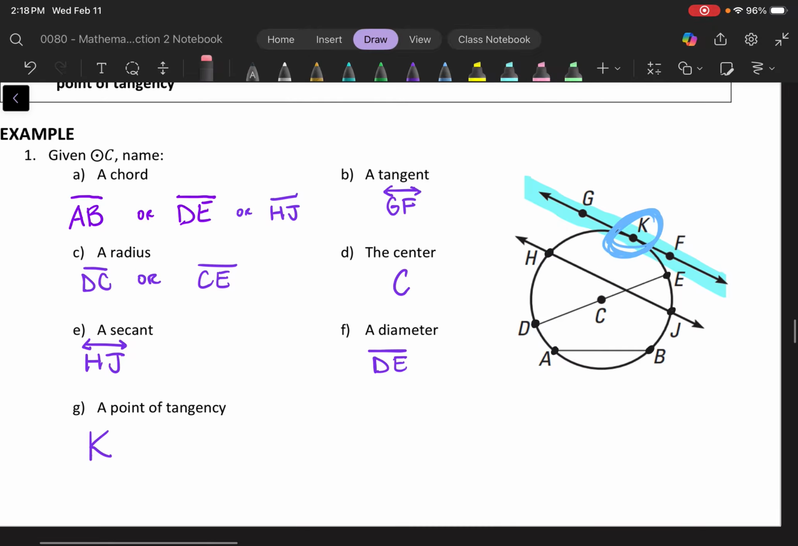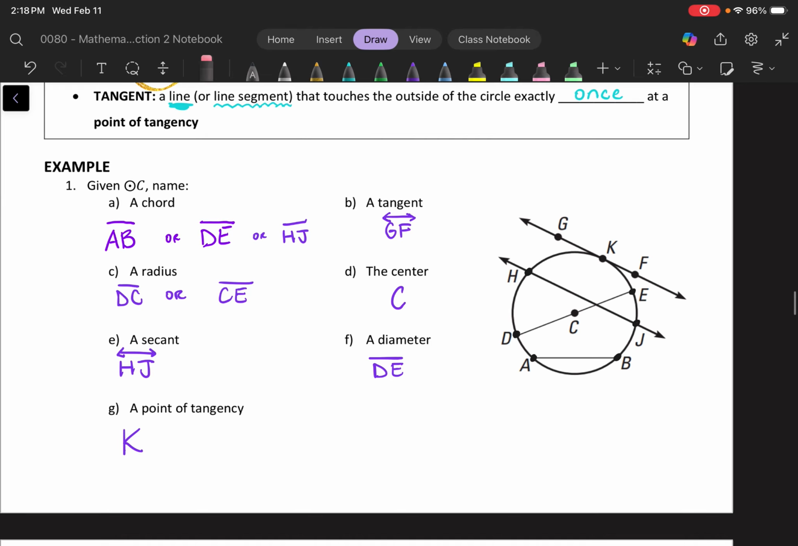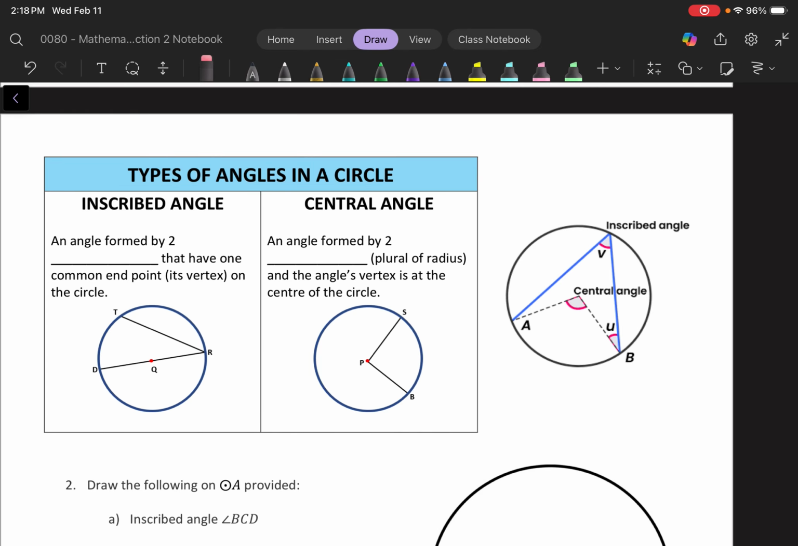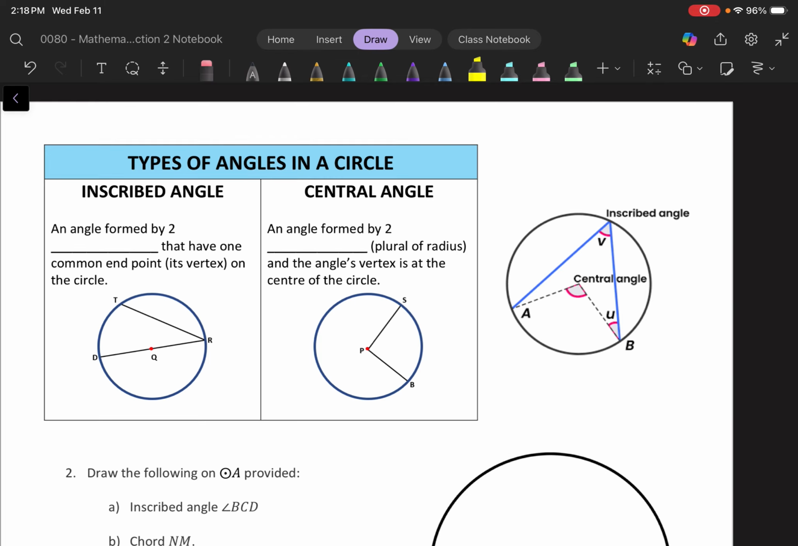Okay. Lots of names, or lots of definitions, I would guess. But there's a couple more that we're going to add to this lesson today. And those are two specific types of angles. Now, there's an inscribed angle, and there is a central angle. So let's talk about the inscribed angle first. And I'm going to look at this inscribed angle in the picture. And before I define it, I'm just going to talk about what I see.